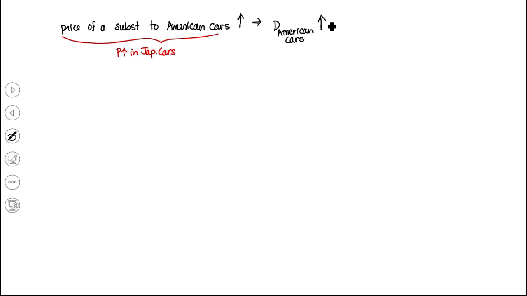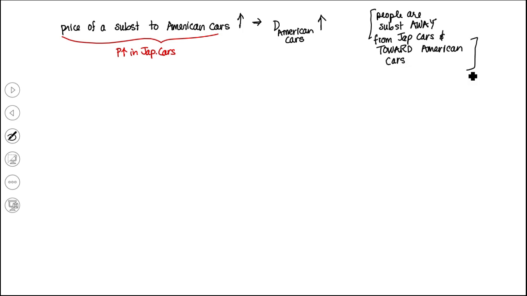Now, guys, keep it simple. When Japanese cars get more expensive, people substitute towards alternatives, right? So we want to make a note to ourselves: people are substituting away from Japanese cars and toward American cars. All right? Does that make sense to everybody?